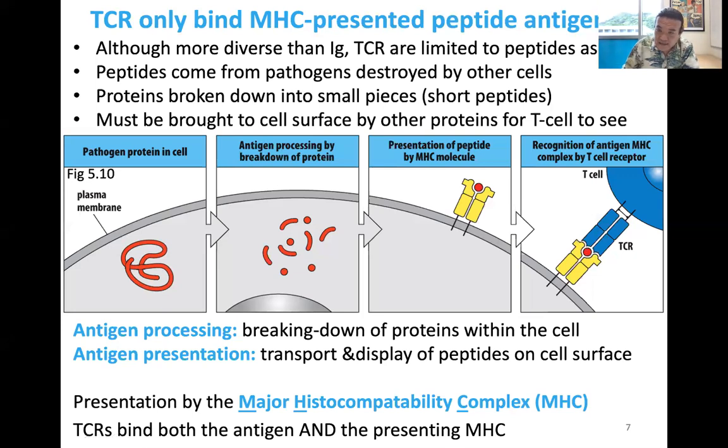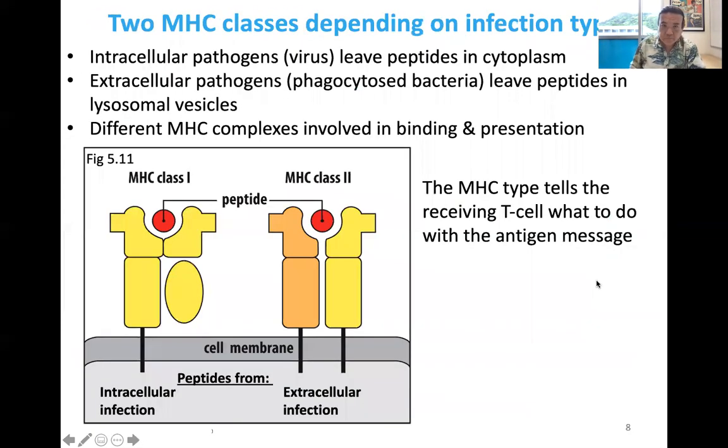So that implies that the VDJ recombination process that this T cell went through to come up with its unique T cell receptor recipe, part of that shape information is also recognizing the yellow MHC proteins that are being used to present the red dot by this gray cell.